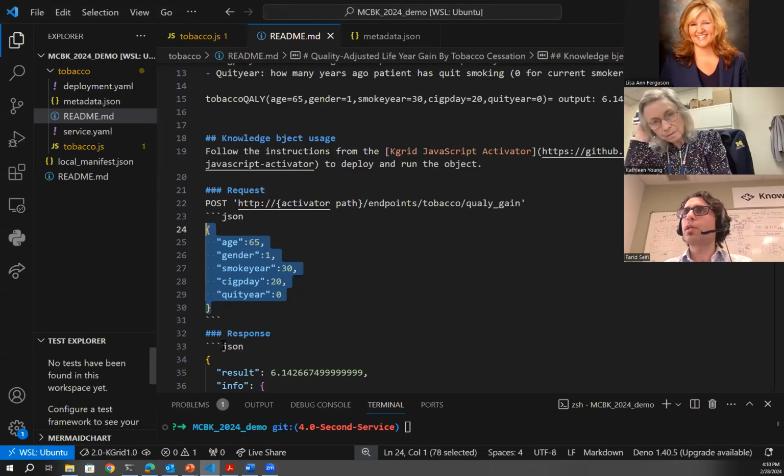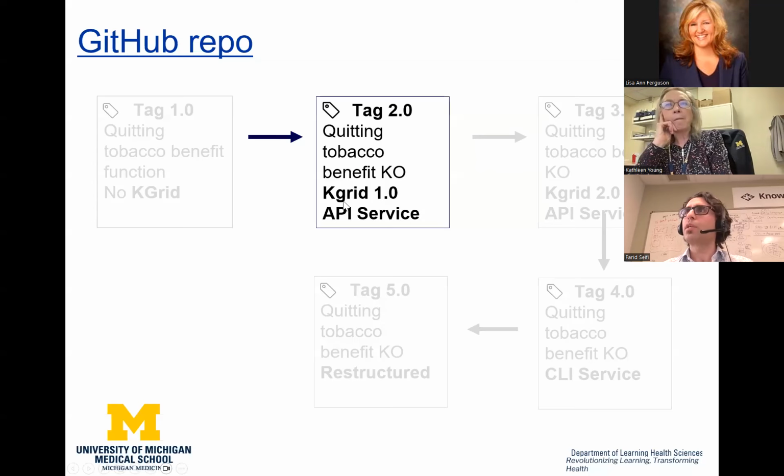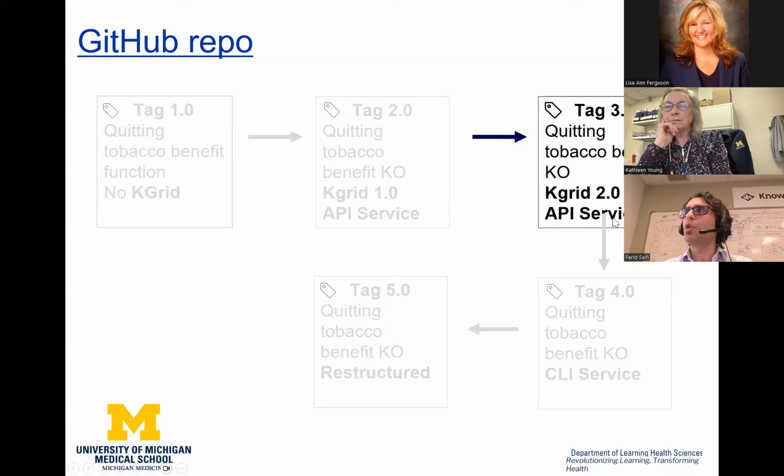So far we have looked at the knowledge object that has been developed using KGrid1, and it only makes the knowledge object available through the API service. Next tag, we are going to look at the same knowledge object transferred using KGrid2, and we will only have the API service available. At this point, we don't have multiple services added yet, but we will see how the model is capable of adding more services. And then in the next tag, we will add another service to it.